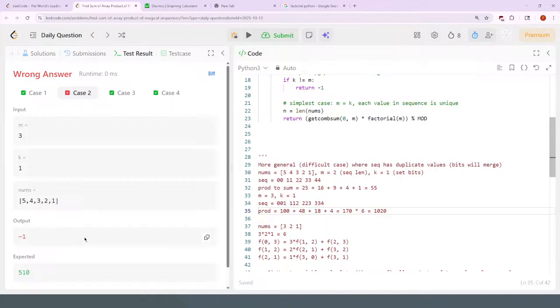That's wrong. Oh, whoops. It should be 3. 3 factorial over 2 factorial is 3. What am I doing? Yeah. So that's 5, 10.